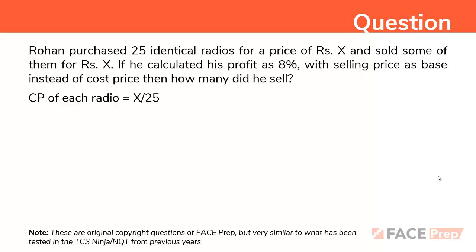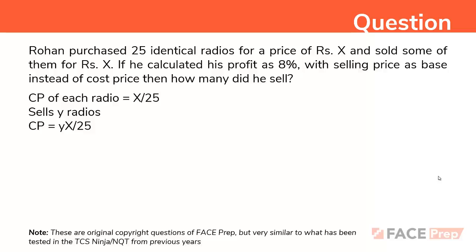In the next line it says he sells some of them. So let's say that some of them is Y. In the question it is not given how many he sold for X rupees. That number is unknown, and I am saying that it is Y. So if Y radios have been sold for X rupees, then what will be the CP for that? It will be Y into the CP of one individual radio, so Y into X whole divided by 25.